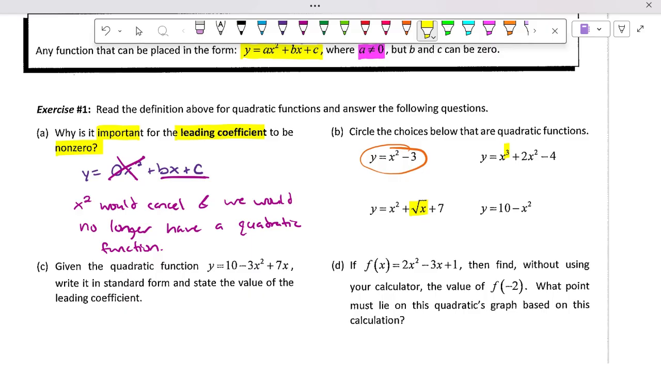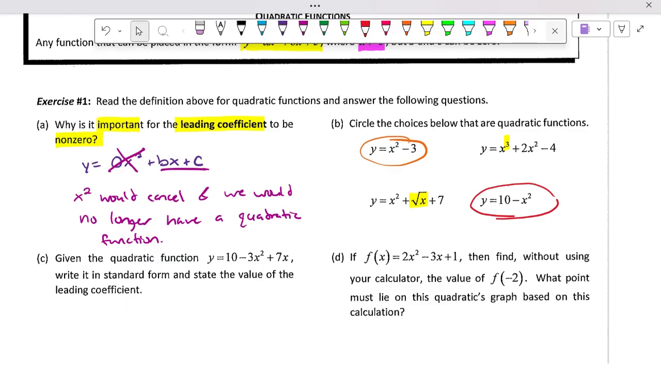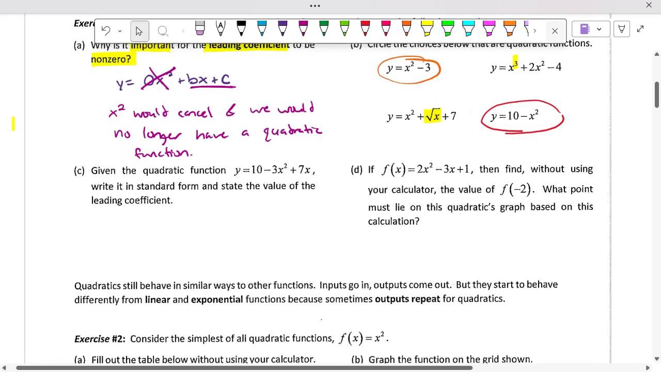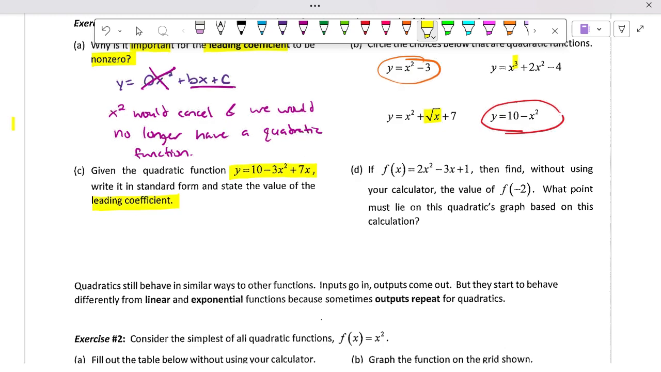What about the last one? Yes or no? Yes. So these two are my only quadratic functions there. All right. Now, letter C, we're going to put this quadratic function in standard form, and then we're going to state the value of the leading coefficient.